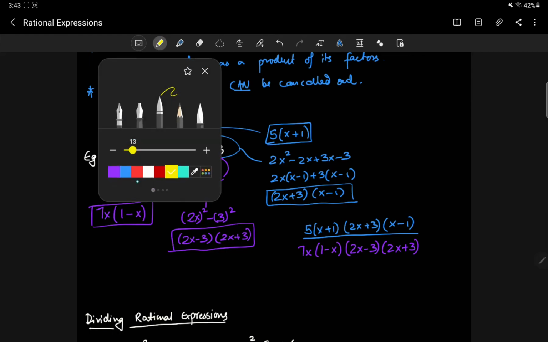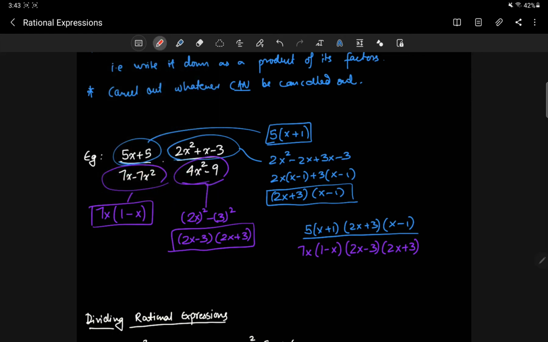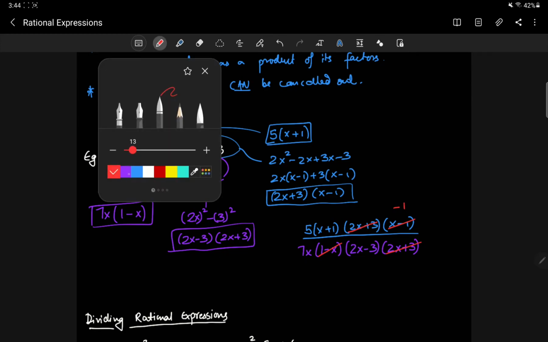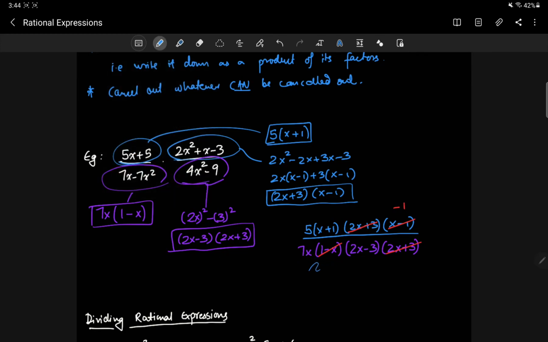And then we cancel out what can be cancelled out. So 2x + 3, 2x + 3. Now, x - 1 and 1 - x, this is a factor of negative 1. So this whole thing simplifies to negative 5 times (x + 1) divided by 7x times (2x - 3). Okay, so that is what this is going to simplify to. So that is multiplication of rational expressions.